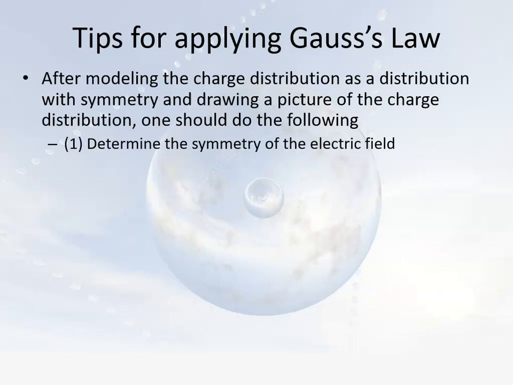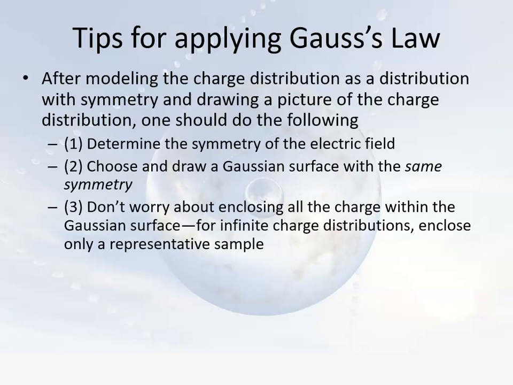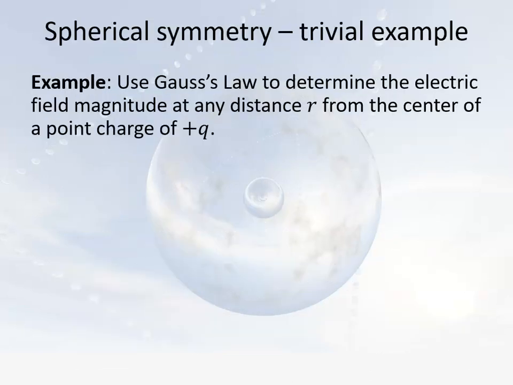So, tips for applying Gauss's law in general. No matter what type of charge distribution, assuming that it's one of the valid ones: determine the symmetry. In other words, is it planar, is it spherical, is it cylindrical? Choose and draw a Gaussian surface with the same symmetry. And don't worry about enclosing all the charge. I mean, if you're dealing with an infinite plane, you're not going to be able to draw an infinitely large surface. It would take too long. But make sure that every part of your Gaussian surface is either parallel to or perpendicular to the electric field. And then you'll use Gauss's law.